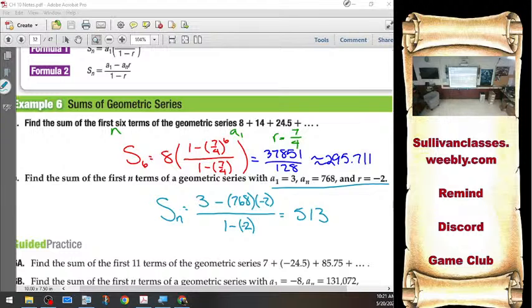So, formula plug and chug. Get them. One of each. I said the last chapter is easiest.